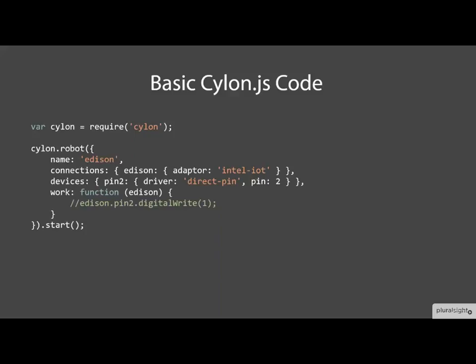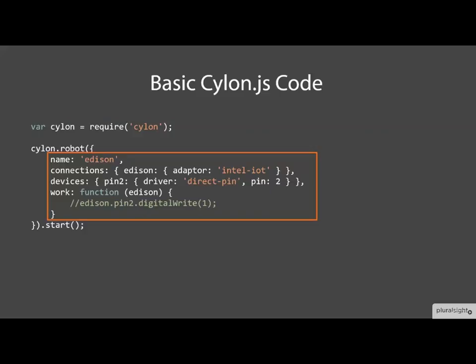Here's the basic framework code for writing a Cylon.js app. You would write this code in the main app.js file of your project, and that's the file that you'd execute using Node. Let's break this down. The first thing we do is we require the Cylon library. Then we call Cylon's robot method that's responsible for defining our device. The nomenclature is a little off here. What I've been calling a device, our Intel Edison in this case, is referred to as a robot by Cylon.